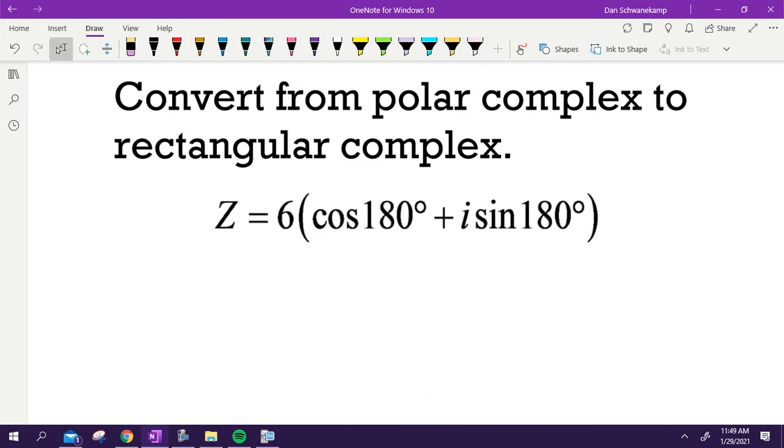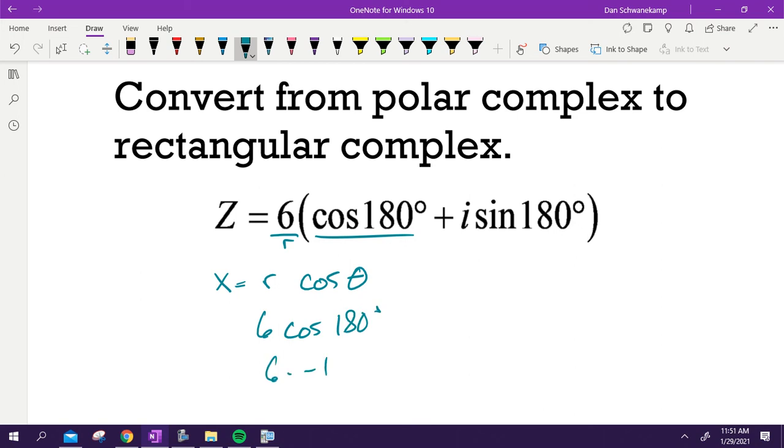Next one, convert that from polar complex to rectangular complex. We're converting this thing. There's 2 ways of doing it. The one way you can do it is just distribute. And the reason that works is because we're trying to get x and y. Well, x equals r cosine theta. This is r. That is cosine theta. And so basically it's just like distributing. Cosine of 180 is -1, so it's 6 times -1. My answer is -6 for x.